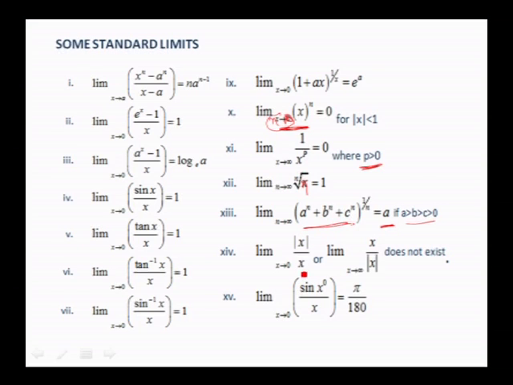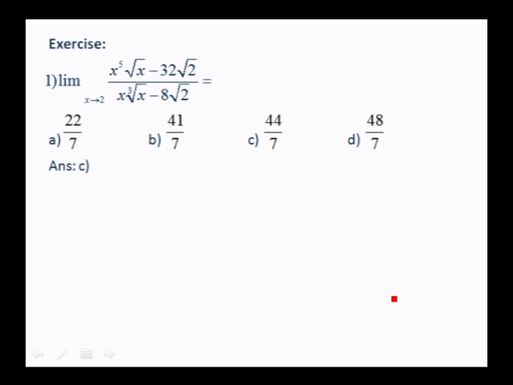Limit of mod x by x and x by mod x. So, when you have a mod, for x over mod x or mod x by x, the limit does not exist. sin x degrees by x is pi by 180. So, these results we use while finding the limits of certain values in the CET.